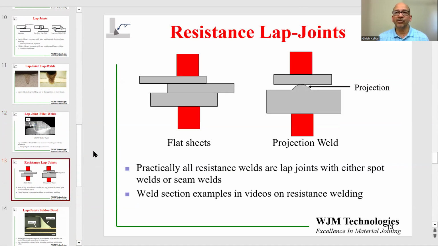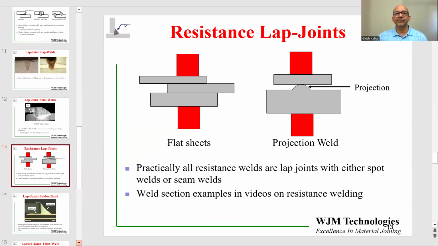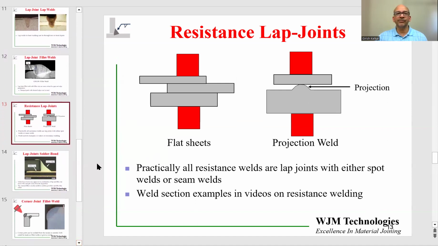Resistance welds also are essentially lap welds. You can weld sheets together, or you can have a projection weld, and you can have a spot weld or a seam weld. And I have shown examples of weld sections in the video on resistance welding, so I'm not sharing those in this video over here. So feel free to review those videos to look at the cross sections.